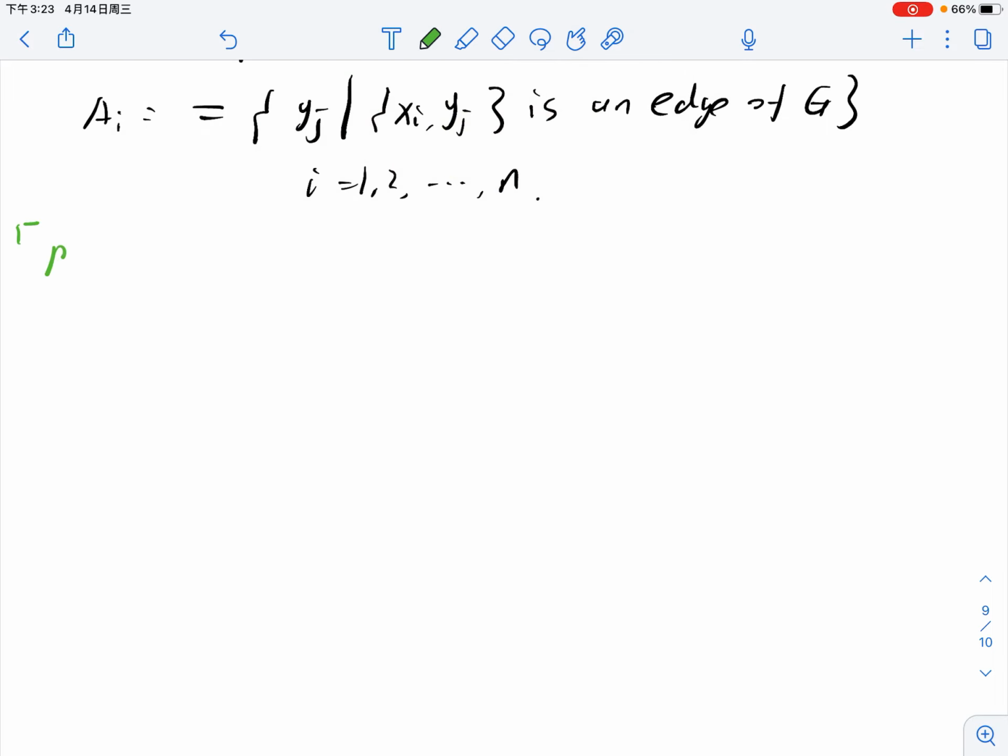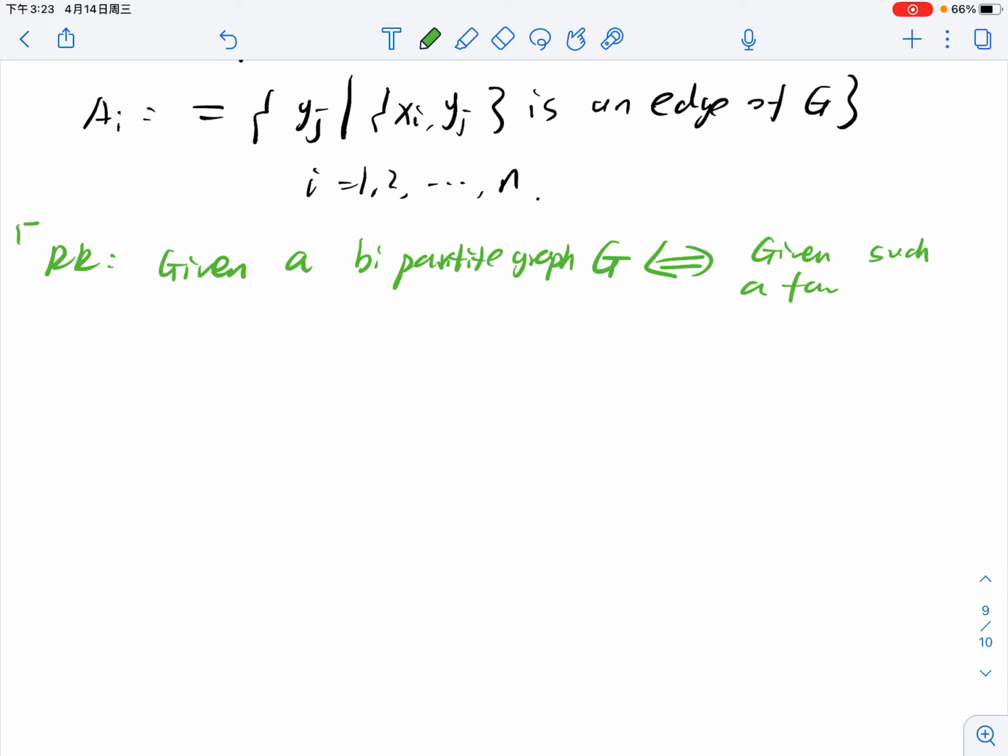And a small remark is that this description actually is equivalent to giving a bipartite graph. Just like when we have some Mobius function or the characteristic function or the partial order, it's equivalent to the partial order itself. Given such a family, A(G).